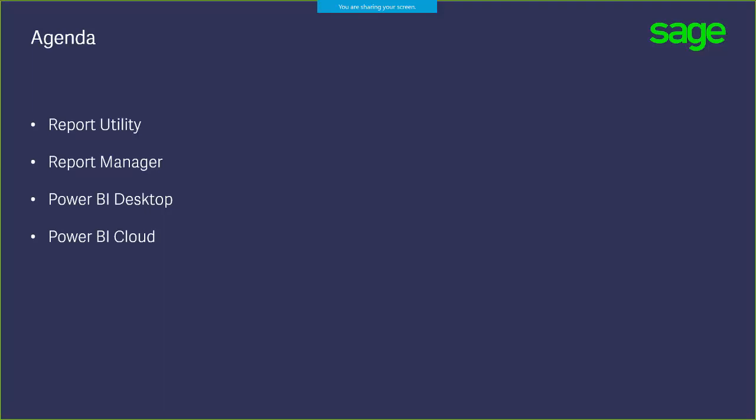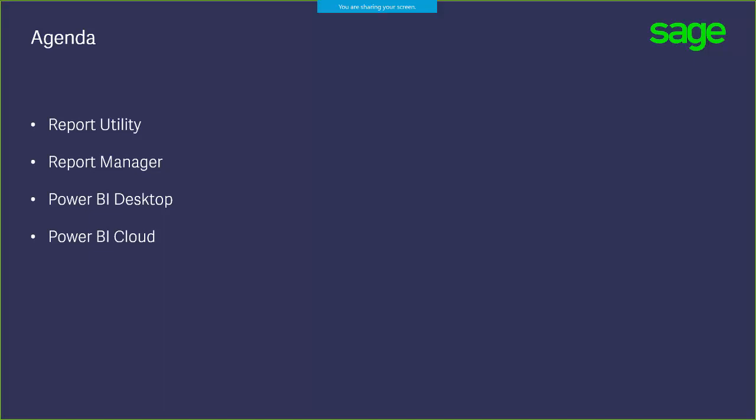What I'm covering today is going to be showing you the report utility tool, which will just give you an understanding of how many different reports you have available to you. Then I'm going to take you through the report manager and how you get those free reports into your report manager, and how you can distribute them so that you can save them to a OneDrive folder and then use them in your Power BI reports.